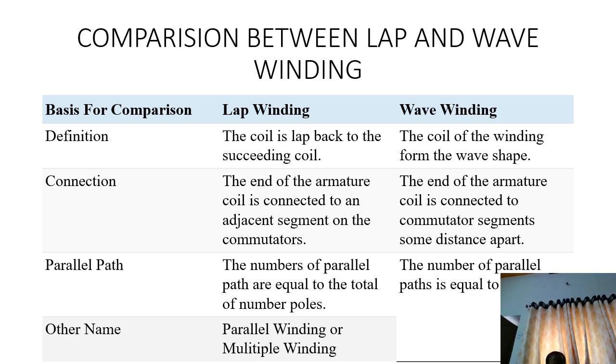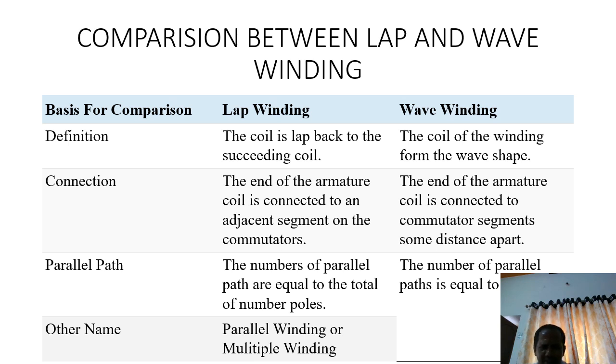We are studying lap and wave windings. The number of parallel paths in lap winding is equal to the number of poles. In wave winding, the number of parallel paths is equal to 2. Then we can write a comparison between lap and wave windings. When comparing these two windings, we find many differences between them.